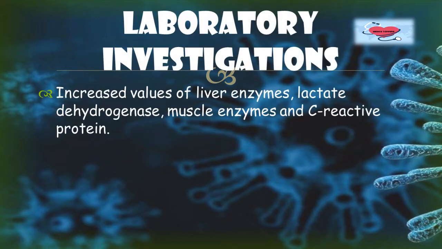So, we can get increased values of liver enzymes, lactate dehydrogenase, muscle enzymes and C-reactive protein. C-reactive protein is nothing but an acute phase reactant. Whenever there is any simple inflammation, surely there will be increased C-reactive protein, that is CRP.